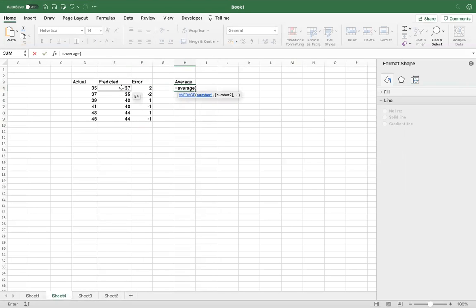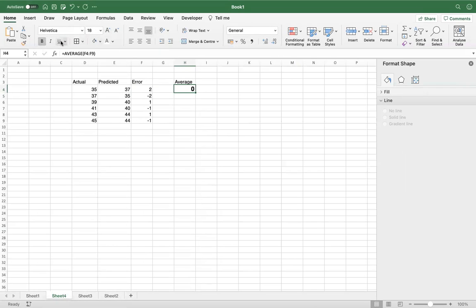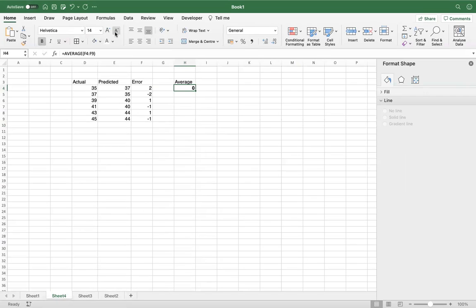The total of error divided by the count of the error. So I'll just do the average formula. What does our average error show? 0. But error 0 means there is no difference between predicted and actual, right? But in this case, is there even a single example where our predicted is matching with the actuals? No. But still the average error is 0.